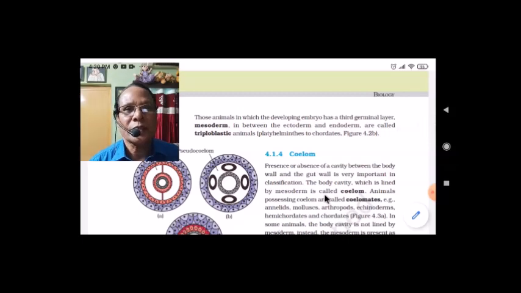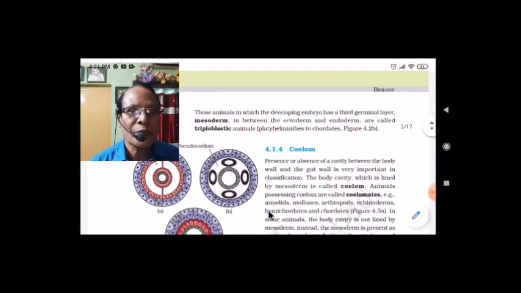For example, annelids, arthropods, mollusks, echinoderms, chordates, and hemichordates all have a true coelom present between the outer body wall and the inner gut wall. In a true coelom, the outer body wall is lined with mesoderm, the red one, and the gut wall is lined with mesoderm again. This space is called the true coelom. So true coelomates are annelids, arthropods, mollusks, echinoderms, chordates, and also non-chordates like hemichordates.